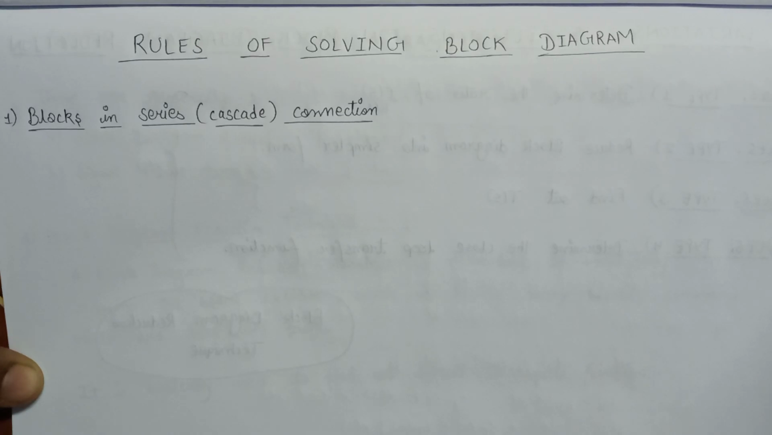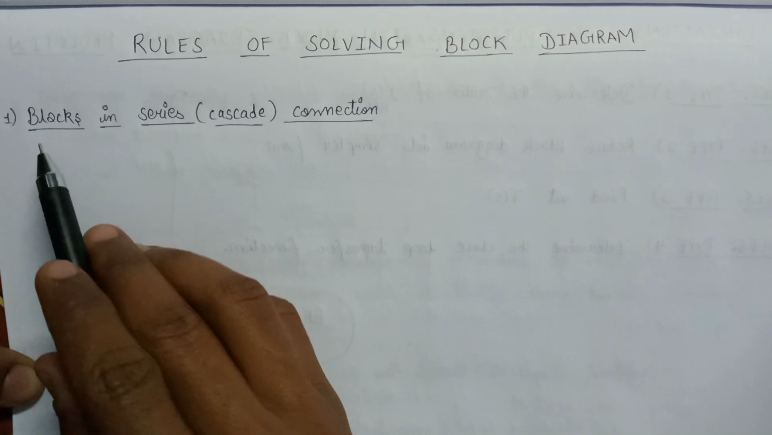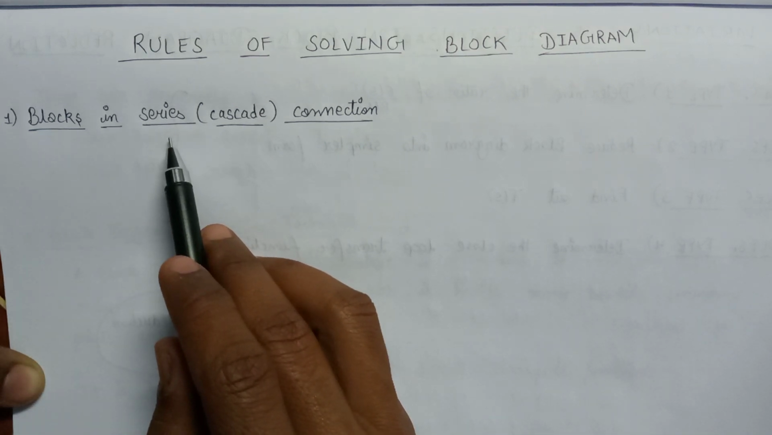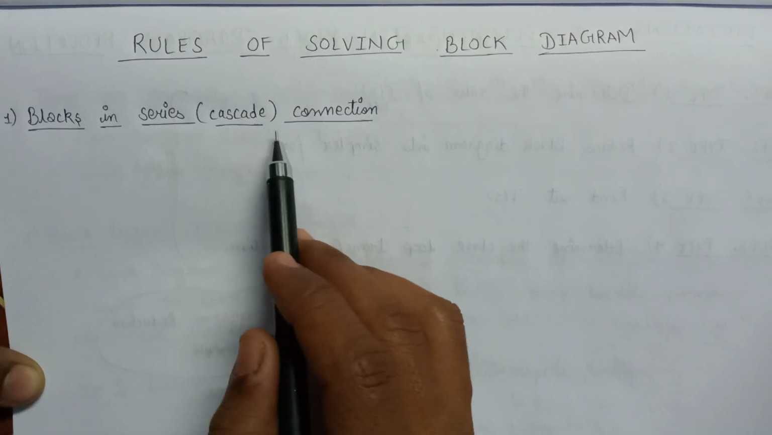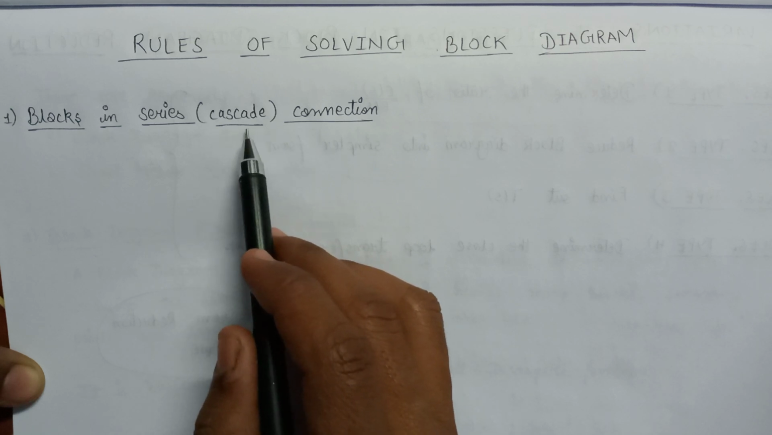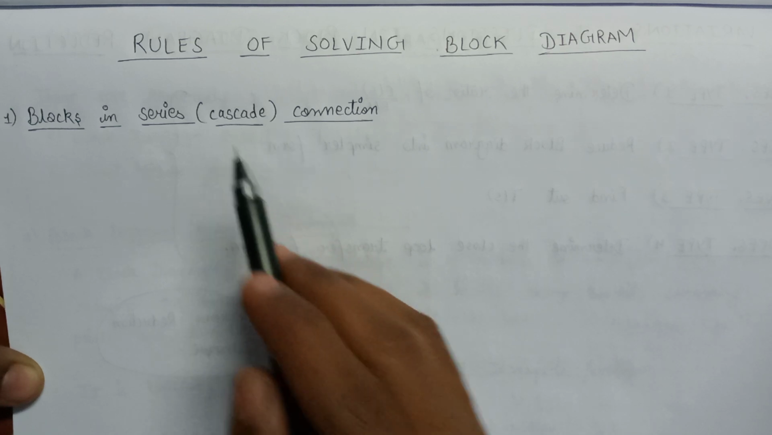Welcome all. In this lecture, we are going to learn about some rules for solving the block diagram. So let's start with rule number 1, that is block diagram consisting of blocks in series connection, or it is also known as a cascade connection.